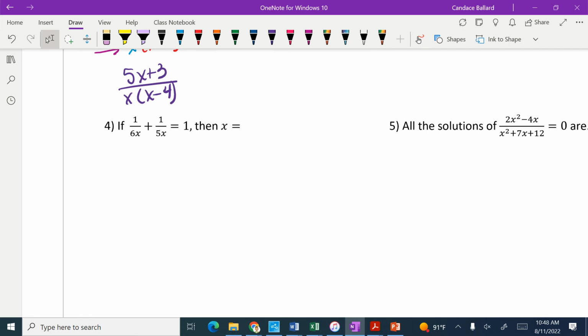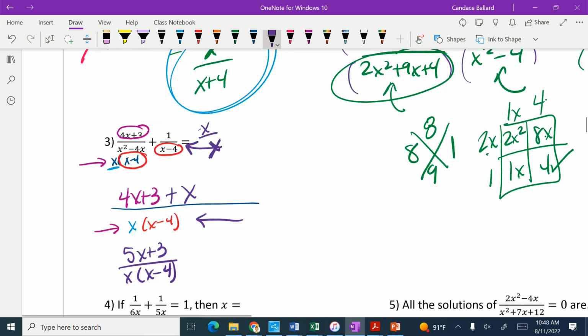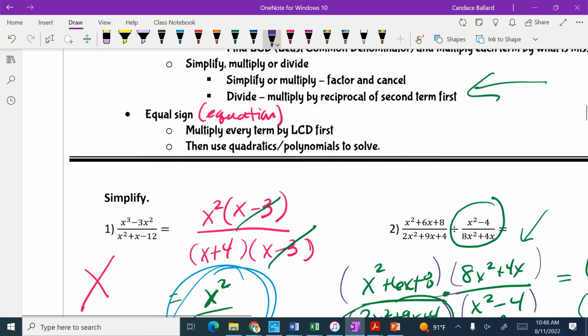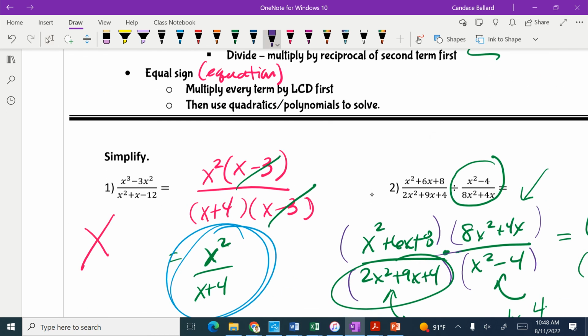All right. Let's take a look at number 4. Is there an equal sign? Definitely an equal sign, right? There's 2 sides. That is an equation. So we're going to go to there is an equal sign because we have an equation. Okay. We're going to follow these instructions. We're going to multiply everything by the LCD first. And then we're going to use our quadratics or polynomials to solve.